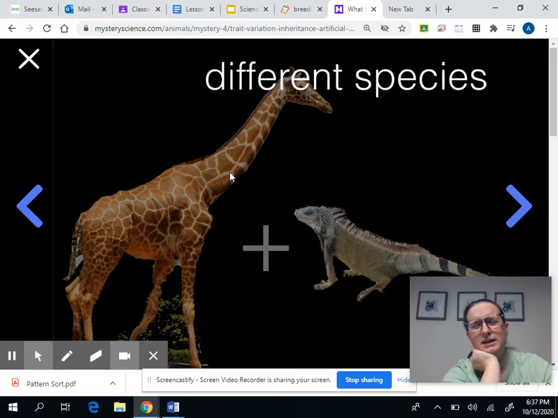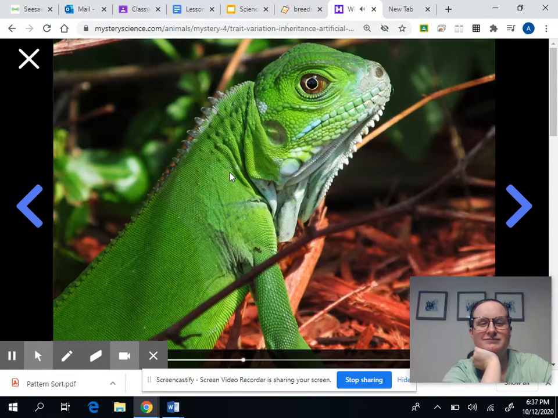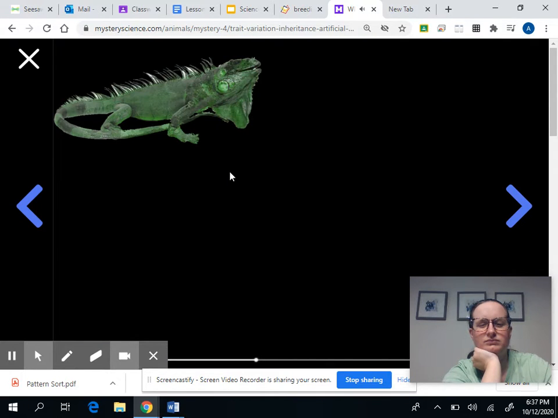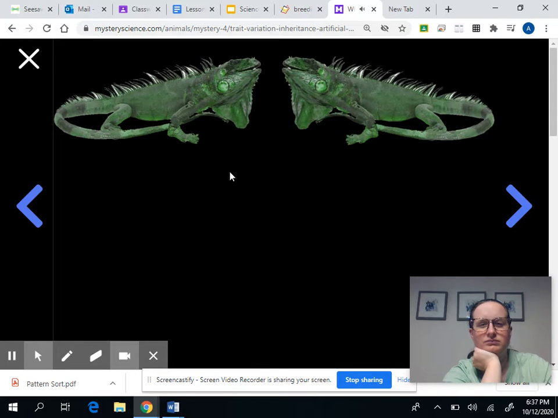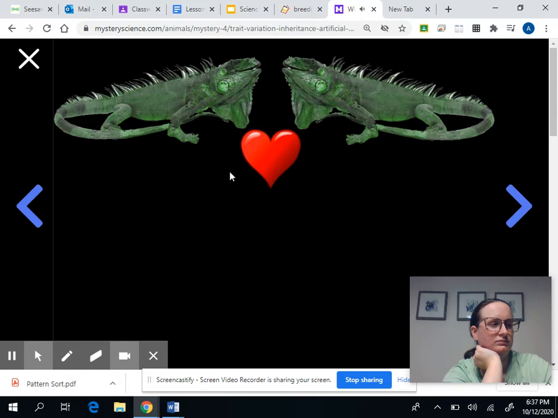What kind of animal is a giraffe? One is a furry horse-like mammal. There we go. The other is a scaly lizard reptile. It just won't work. But now two different iguanas, say a mother iguana and a father iguana, they're the same species. They can definitely have babies together.